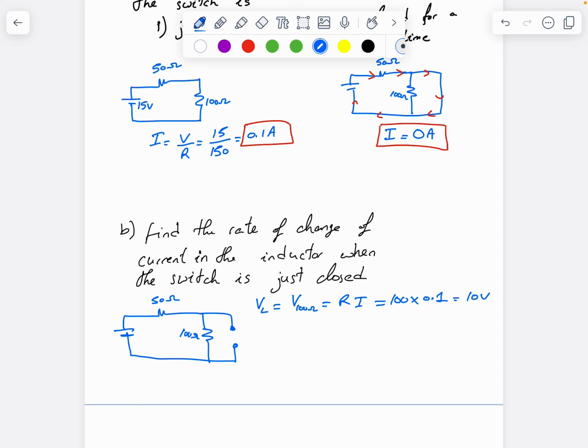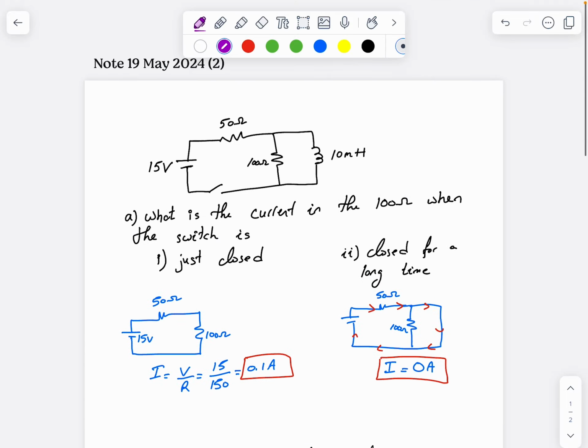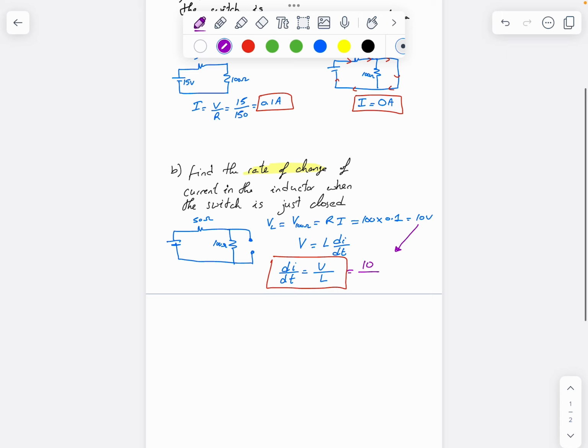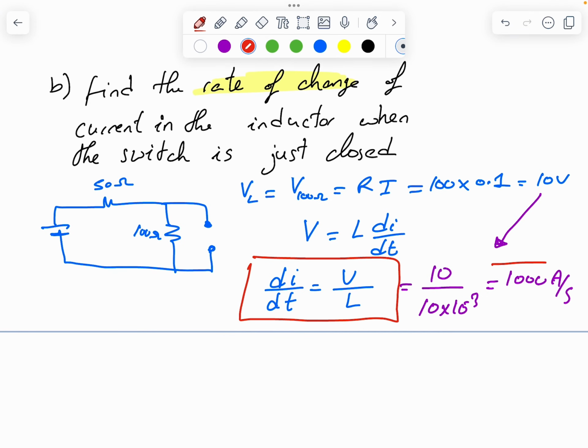Now, how do we find the rate of change of current? Using the formula for the voltage of the inductor. V of the inductor, it's L di by dt. Then di by dt is V over L. This is how we find the rate of change of current in the inductor. So V over L, the voltage of the inductor, we already found it 10 volts. And the inductor is 10 millihenry. So it's 10 times 10 negative 3. So the answer is going to be 1000, unit is amperes per second because it's di by dt, it's current over time.